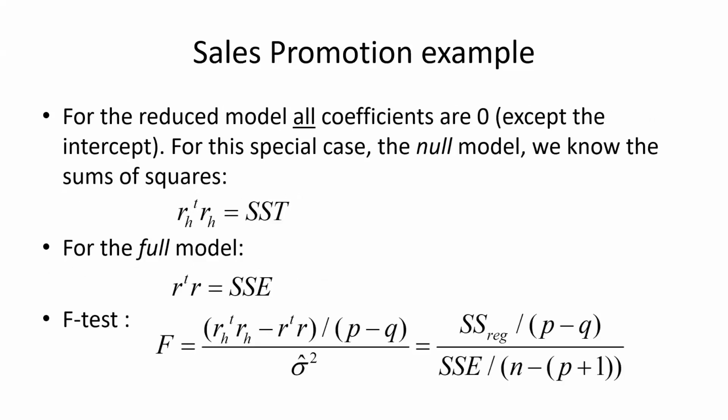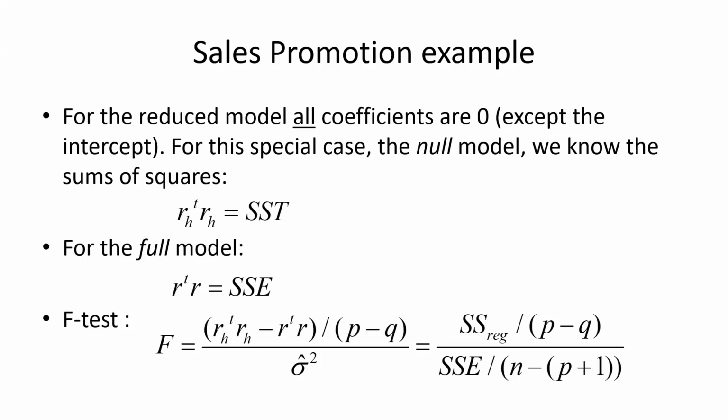So this is an unusual hypothesis in that all of the coefficients are hypothesized to be zero. So what we have in this special case is that since the model we are left with is the null model, we already know the sums of squares of the null model. The sums of squares of the hypothesized null model is the sums of squares total.